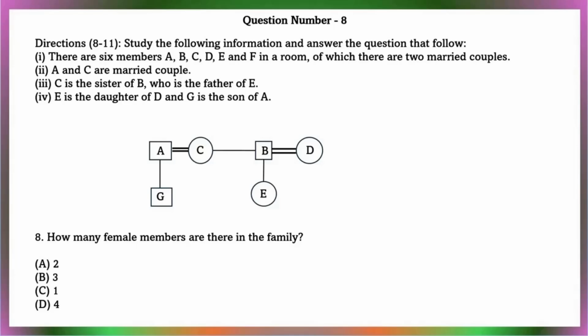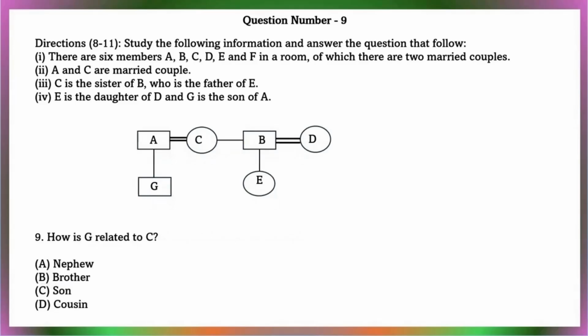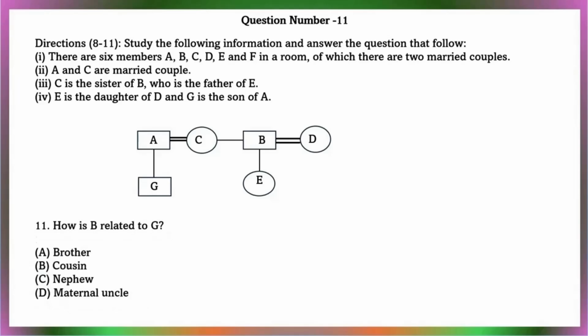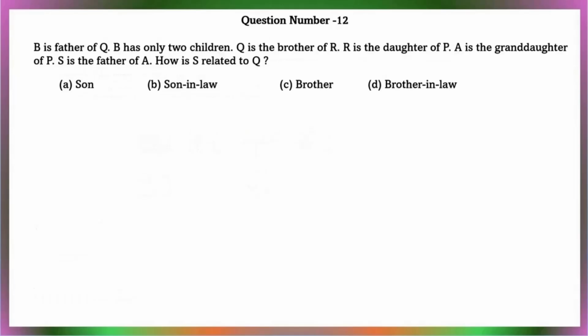Now, question number 8. How many female members are there in the family? There are 3 female members in the family. Question 9. How is G related to C? G is the son of C. Question 10. Who is the mother of E? D is the mother of E. Question 11. How is B related to G? B is a maternal uncle of G.